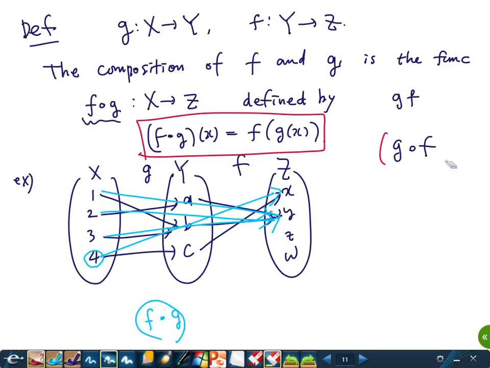But like I said several times, we have freedom to choose our notation. Some authors in other textbooks use the other notation, but in our textbook, we will follow this one. So we will use this composition. Just remember this: we apply g first and then f.